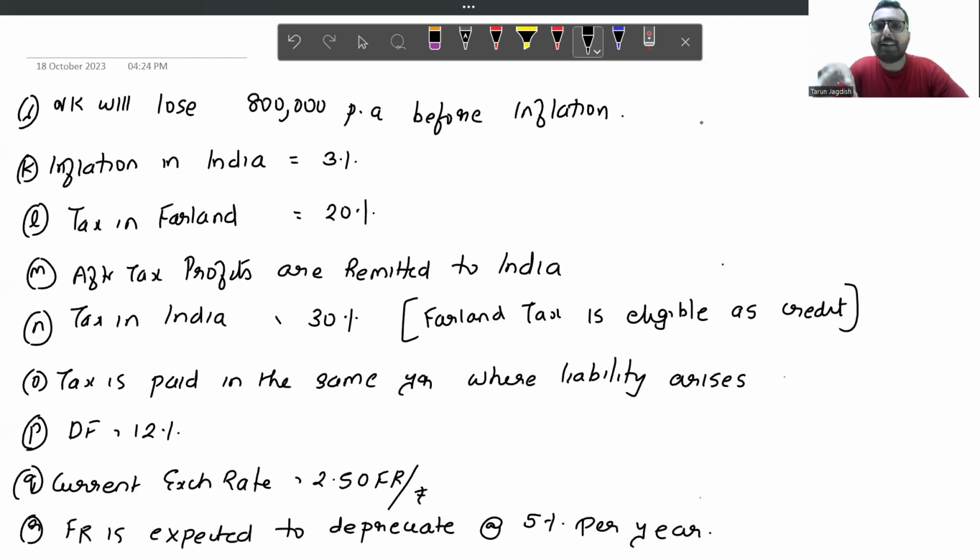VK will lose 8 lakh per annum before inflation. So this money again is an opportunity cost. Indian inflation is 3%. Tax in Farland is 20%. After tax profits come to India, you're actually supposed to pay a tax of 30%. So whatever tax you paid there will be eligible for you as credit over here. Okay, let me see how that adjustment works, that's a new adjustment. We'll work it out. Discount factor 12%. Exchange rate is given as 2.5 FR and they say it's depreciating by 5%.